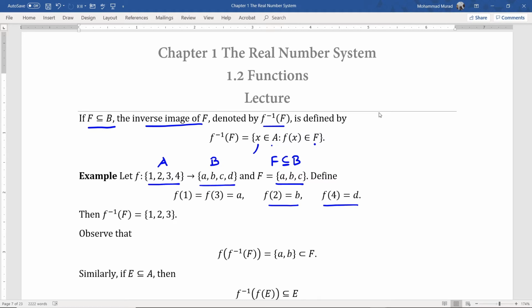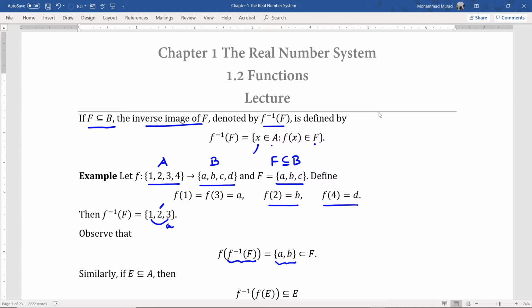So the inverse image of F under f would be {1, 2, 3}, because the inverse image of a is {1, 3}, and the inverse image of c is empty, and the inverse image of b is {2}. So the inverse image of the complete set F = {a, b, c} is the set {1, 2, 3}. Now we observe that if we apply f to this set to consider the image of this set, we obtain {a, b}, which is not exactly the same as F, but instead a proper subset of F.